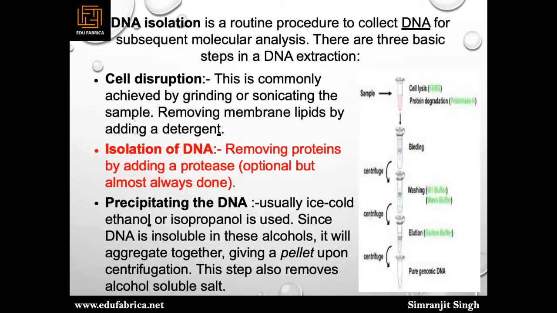Further, if you want to do routine isolation of DNA for molecular analysis, there are 3 basic steps in DNA isolation. First, you disrupt your cells, then you isolate the DNA out of it, then you precipitate that DNA. That's the most common approach, whether you are using plant or animal. In all cases, we use the same method: cell disruption, isolation of DNA, and precipitating the DNA. This is most commonly achieved by grinding, sonication, and removing the membranes.